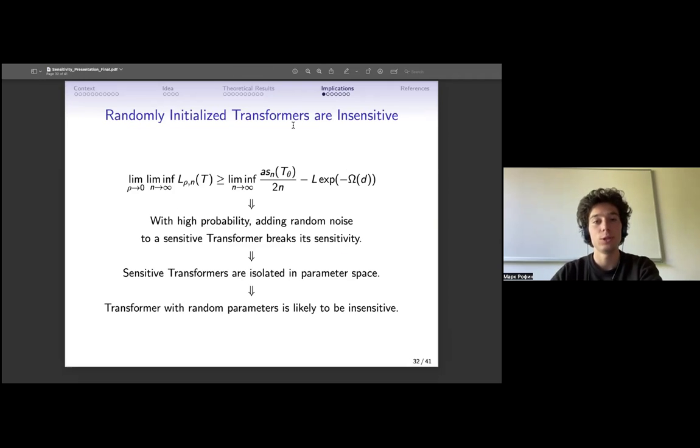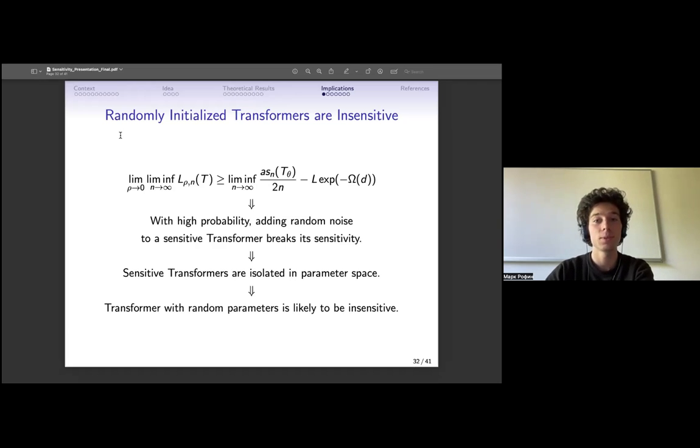And at this point, we can come to the implications of the theoretical results. So again, do you have any questions about the theorems that were stated before? Everything is fine? Okay, everything is fine, yes.